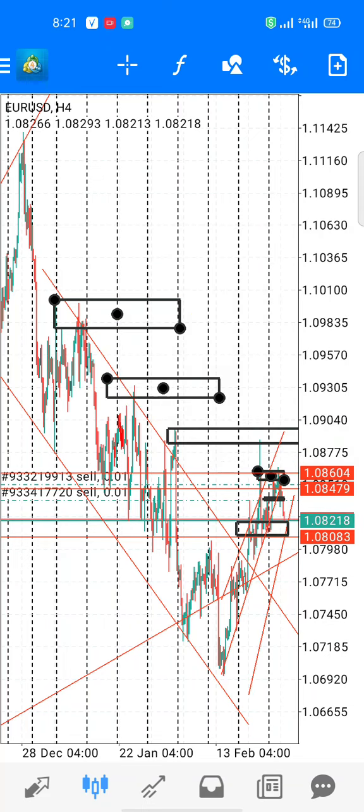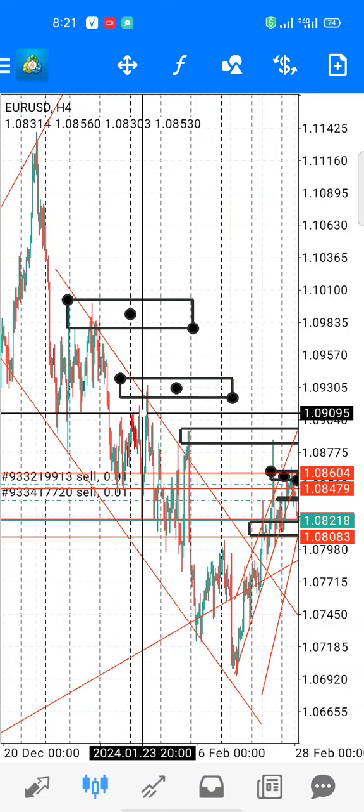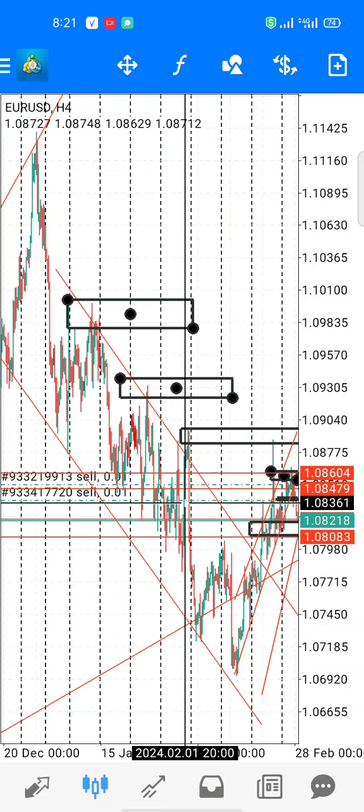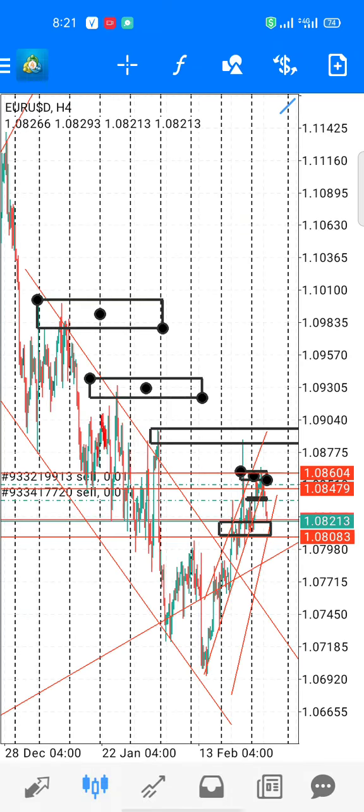So the market reached here, bounced back, reached here, bounced back. The market was not creating a downward trend. So I use my trend line to map out this place as a very key resistance level.